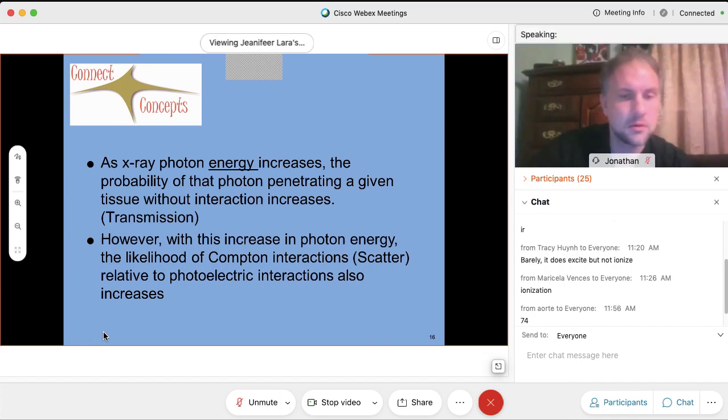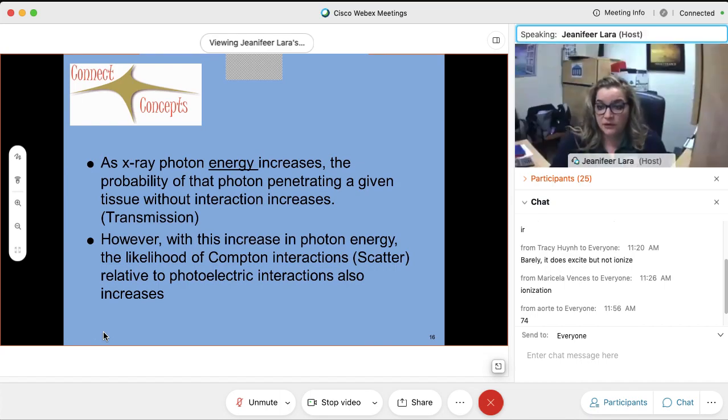Okay, that makes sense. So this is the huge one, what I need you to know. When we increase KVP, yes, we're going to increase transmission. However, some photons are going to continue with a high probability of Compton interaction, and we already know the byproducts of Compton interactions. When you go and study today, I want you to pay attention to the byproducts of Compton interaction.